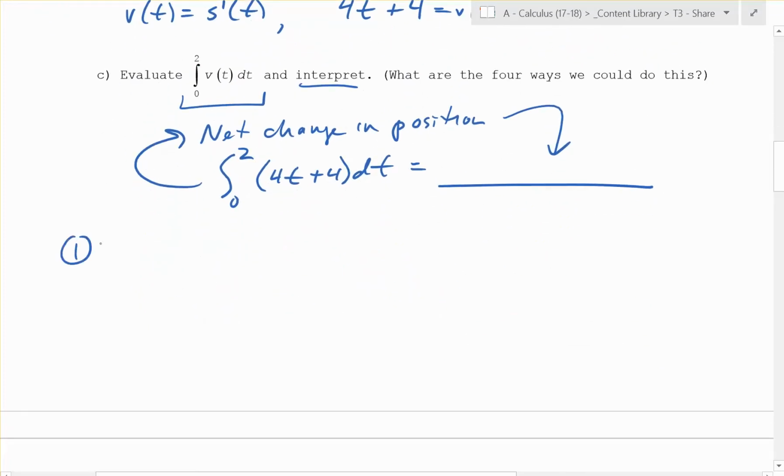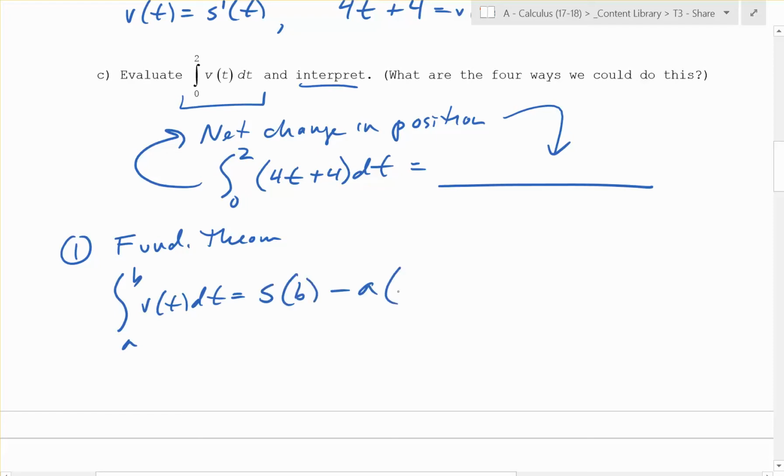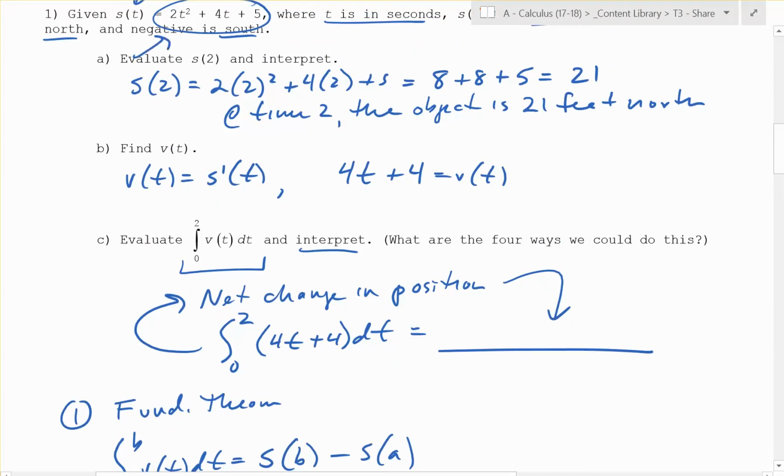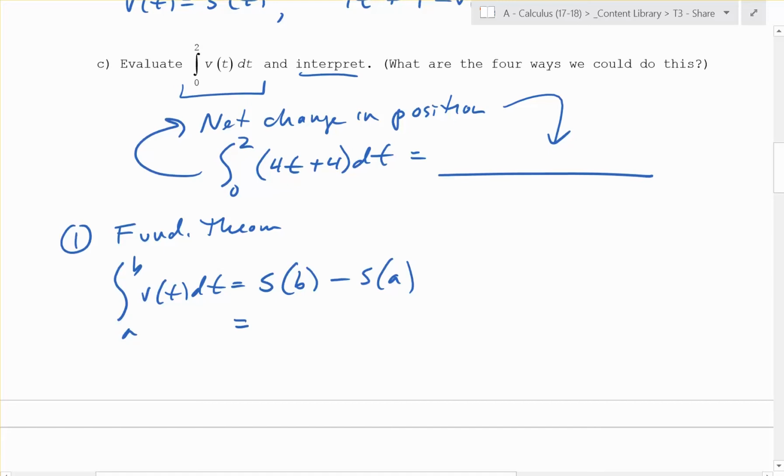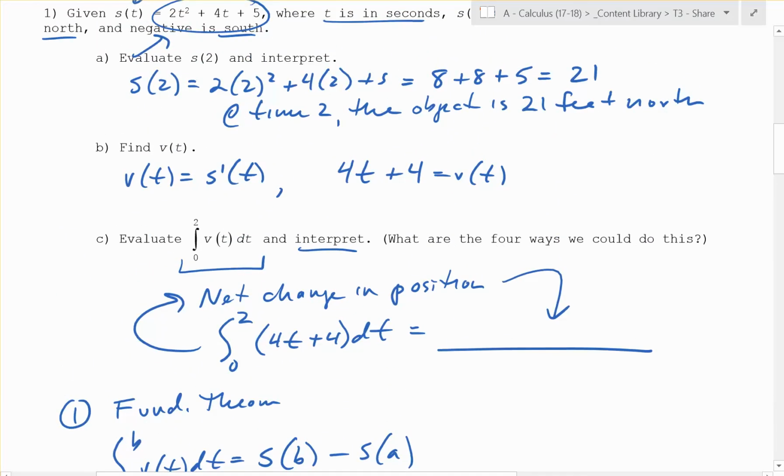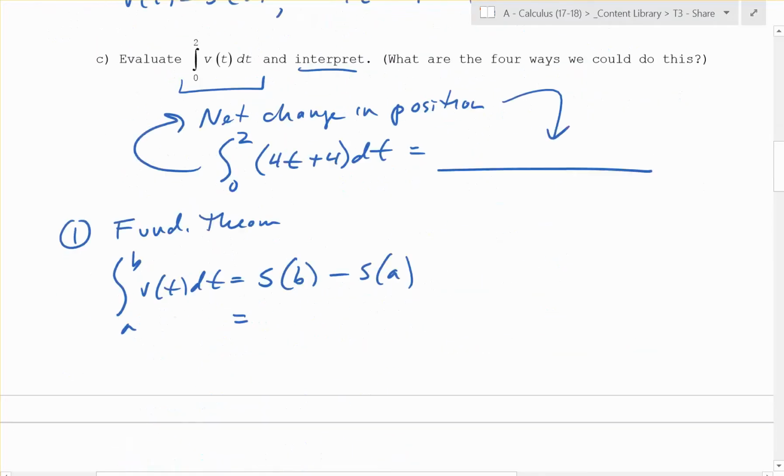Well, the first way is we could use the fundamental theorem. And that tells us that the integral from a to b of v of t dt is going to be equal to the position at b minus the position at a. Well, we know, because it was given to us, what the position is, 2t squared plus 4t plus 5. And we figured out that s of 2 is 21.